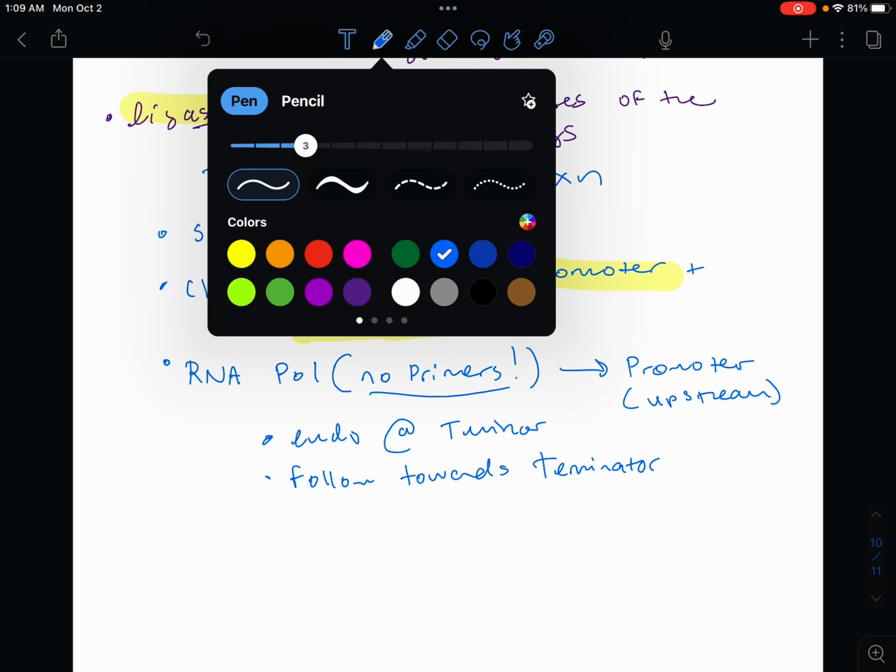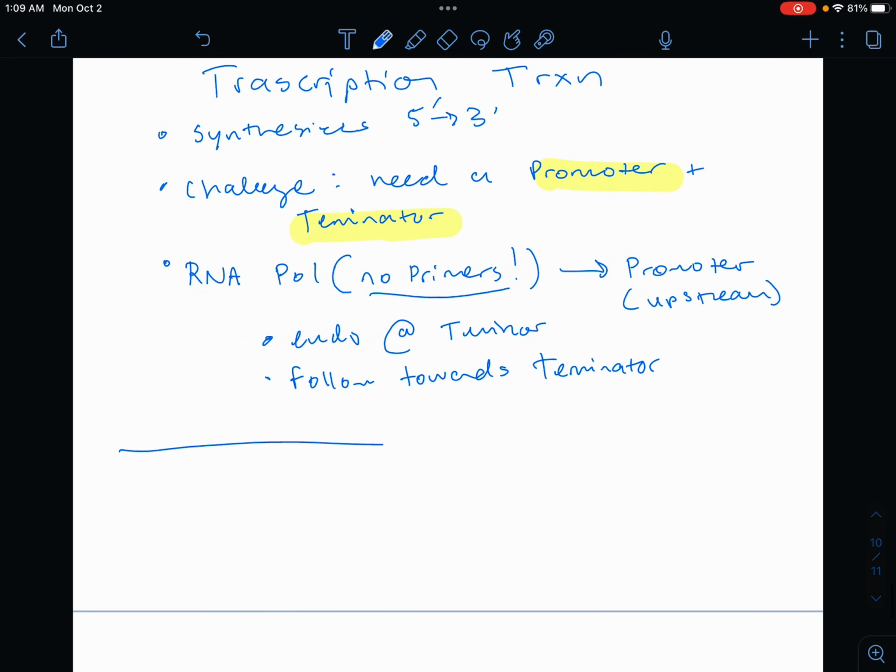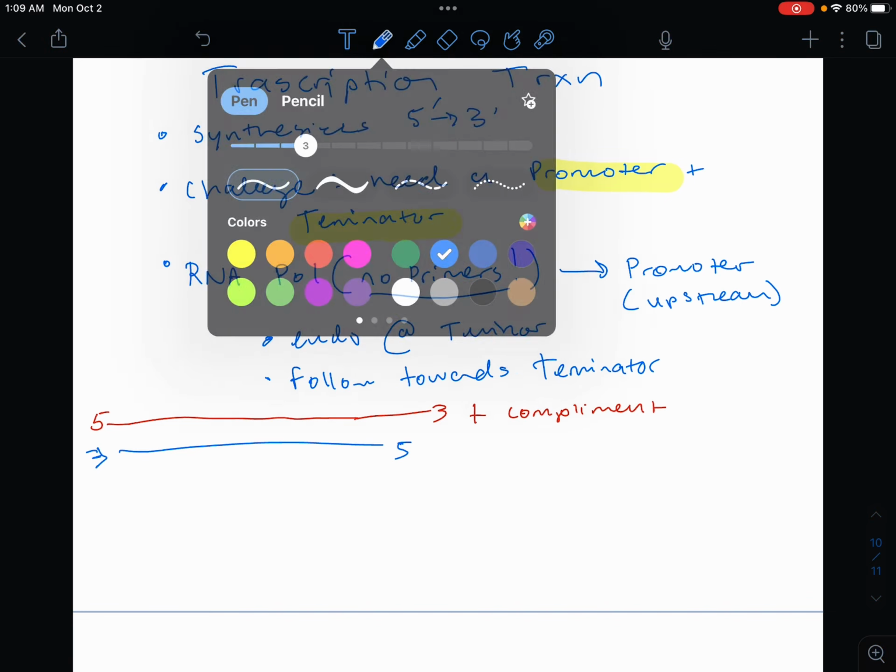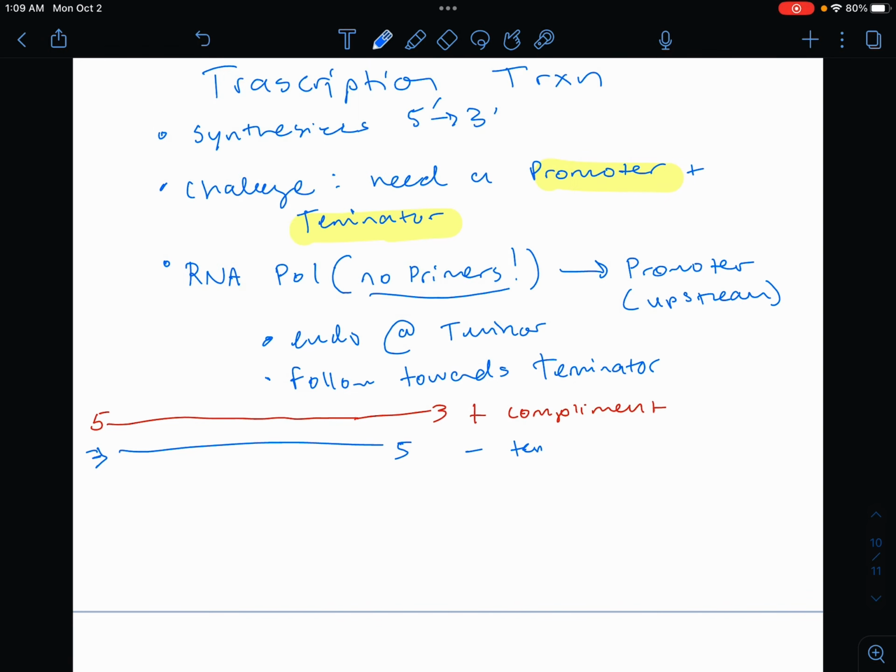There's a little drawing to show the different strands, so 3', 5', and this is 5' to 3'. So, this is happening. The strand up here is going to be the complement. And then this is going to be the template DNA, the blue.